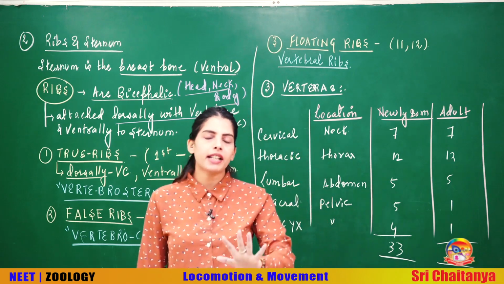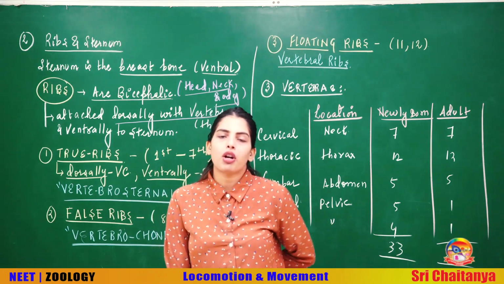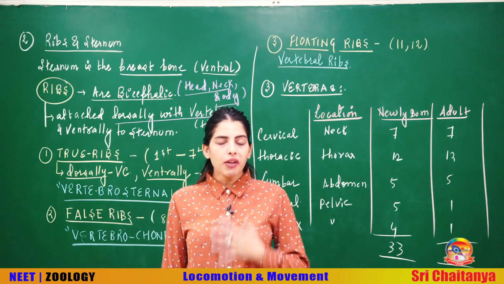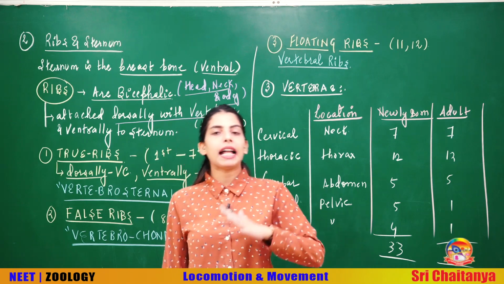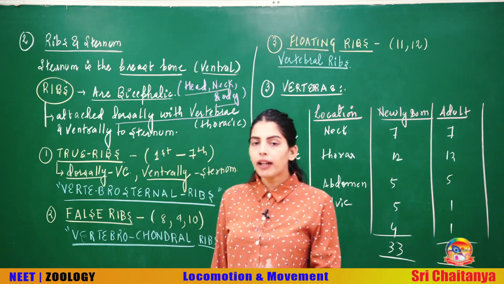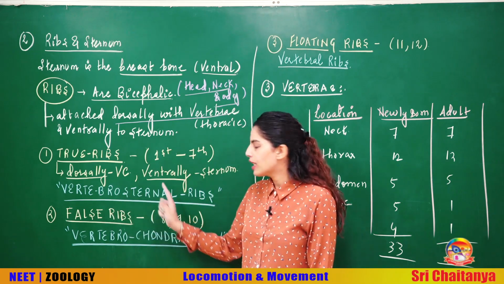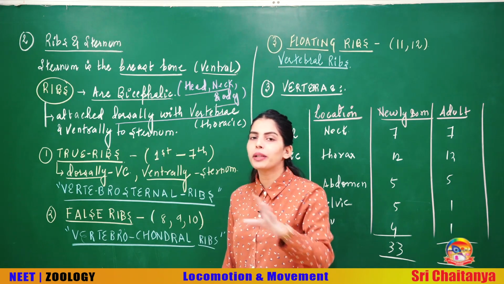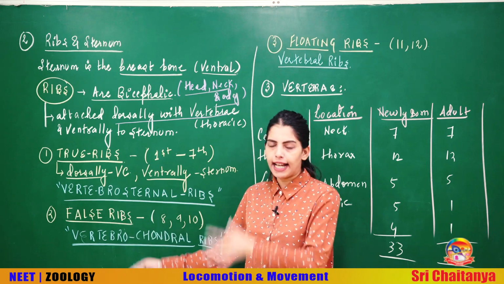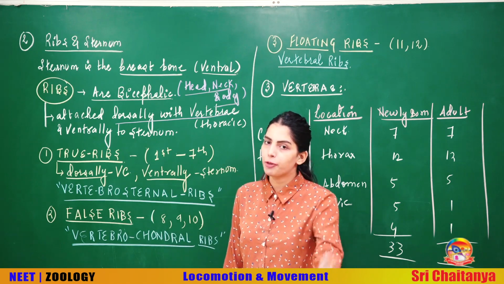So they are normally attached as a typical rib, dorsally with the vertebral column and ventrally with the sternum. Since they are attached with the sternum and the vertebral column, that's why they are called vertebrosternal ribs. Got the meaning? Also with the vertebral column, also with the sternum.